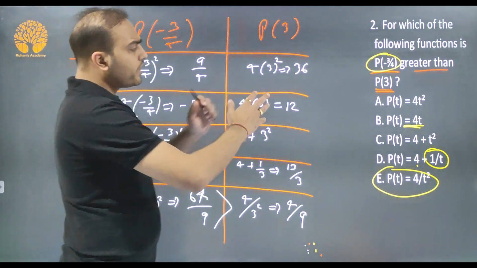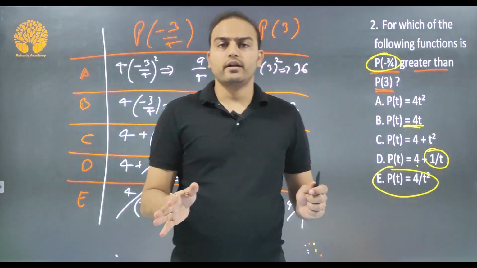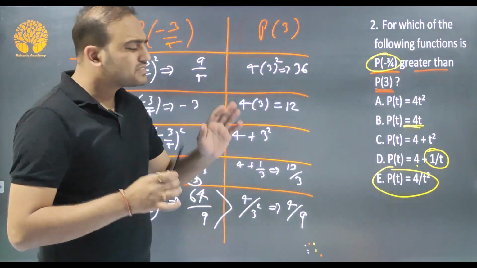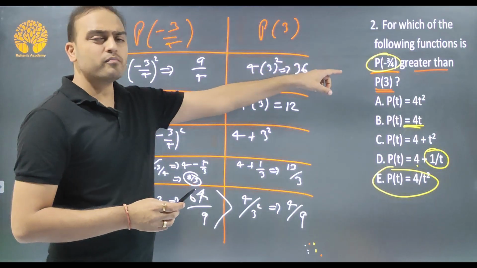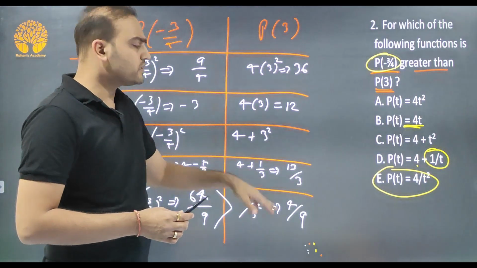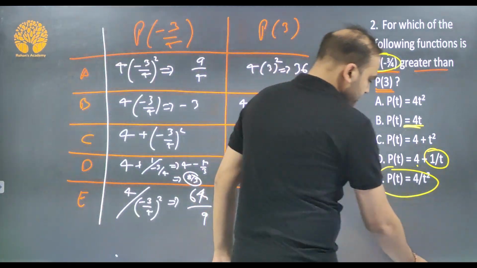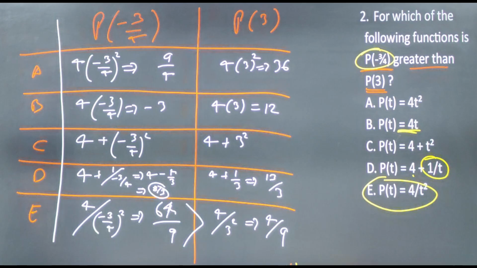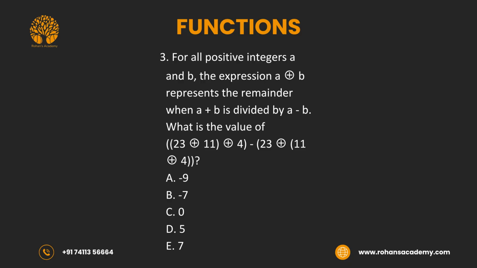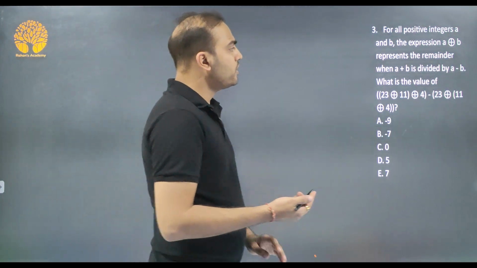So even if you get questions like these, do not be worried, do not be scared of what to do, how. Just make a table, find p of minus 3 by 4 for each, find p of 3 for each, whichever is greater, solve for each option. Okay, alright, moving on to the next one.